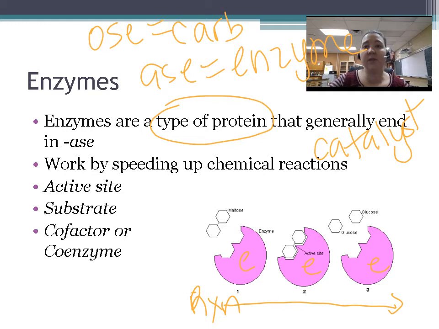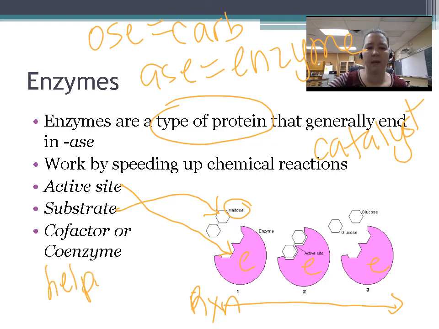We've got a couple of different things that are part of the enzyme structure. We've got an active site, which is where the chemical reaction happens. We've got a substrate, which is what the chemical reaction is working on. In this case, maltose, which is a carbohydrate, is a substrate. And then sometimes we have a cofactor or a coenzyme. This is another helping molecule. Sometimes they're used, sometimes they're not.